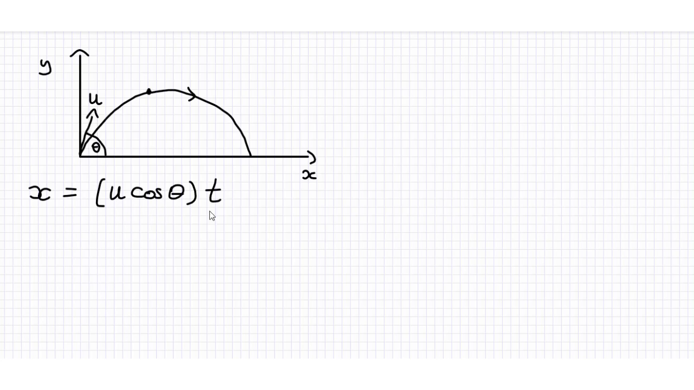So you can see where this parameter t is starting to come in. Bear in mind, theta is a constant, it's not some variable, we know the angle theta to the velocity. Okay, so y is equal to, and we're going to use the Suvat equation here.